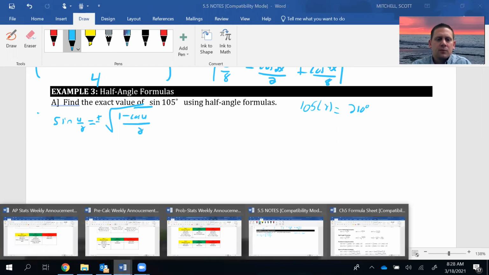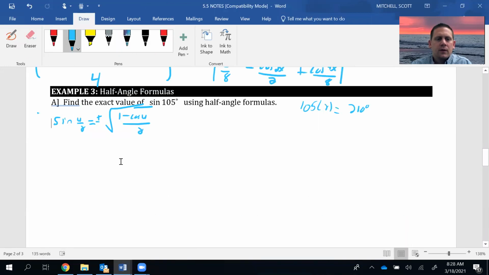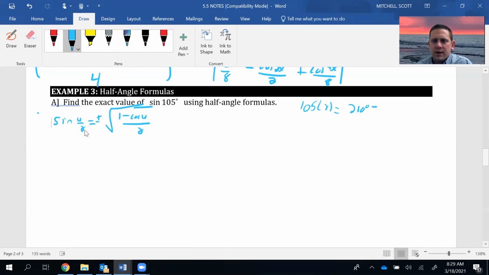All right. Just want to double check. Yes, we're good. So now u is 210. u over 2 is 105. That's what we're trying to find here. So we're trying to find the sine of 105.